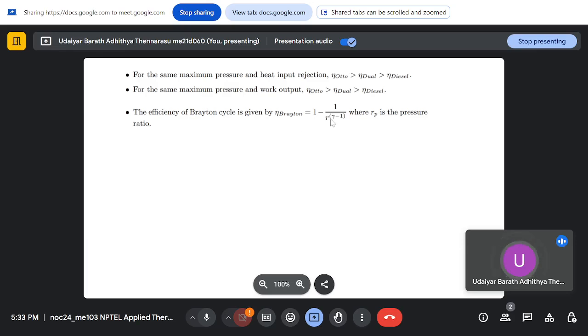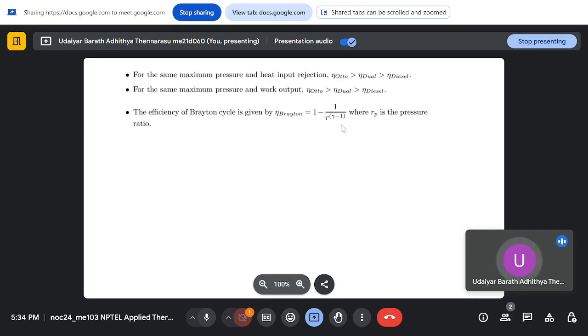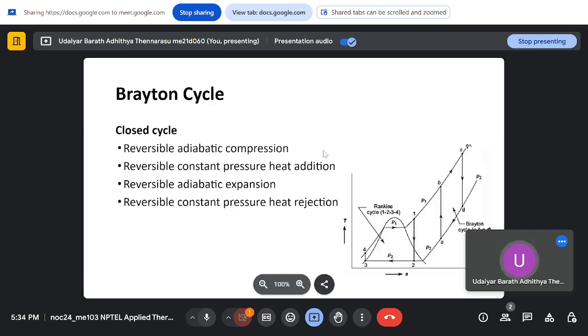And similarly, just like Otto, the efficiency of Brayton cycle is also the same: 1 minus 1 by r raised to the power gamma minus 1, where r is the pressure ratio. So this is how Brayton cycle looks.